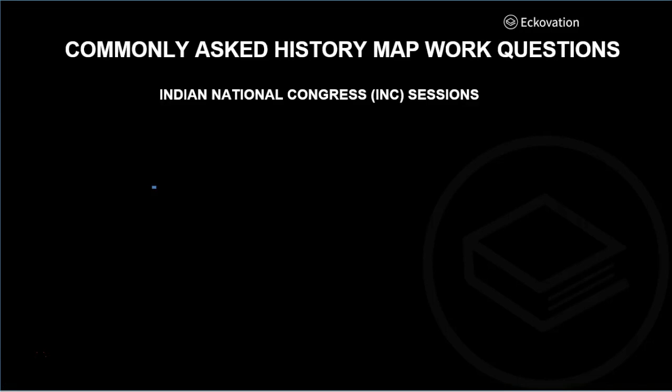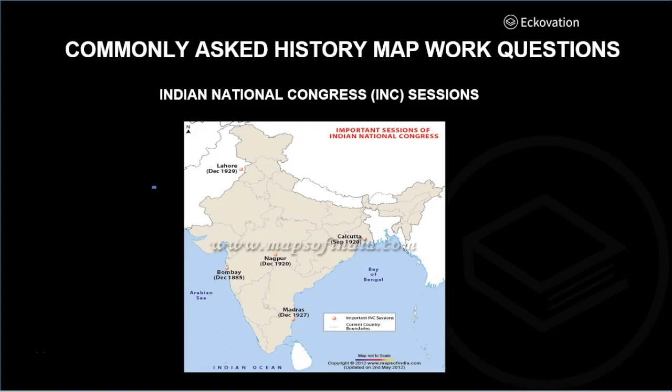Now, we'll be talking about commonly asked history map book questions. We'll start with the important sessions of the Indian National Congress. But before starting, one should know what INC sessions were. INC sessions led the course of national movements as well as reforms in India. Consequently, the resolutions passed in the INC sessions were reflected in the political reforms brought about by the British government in India. The first session was held in 1885 in Bombay.